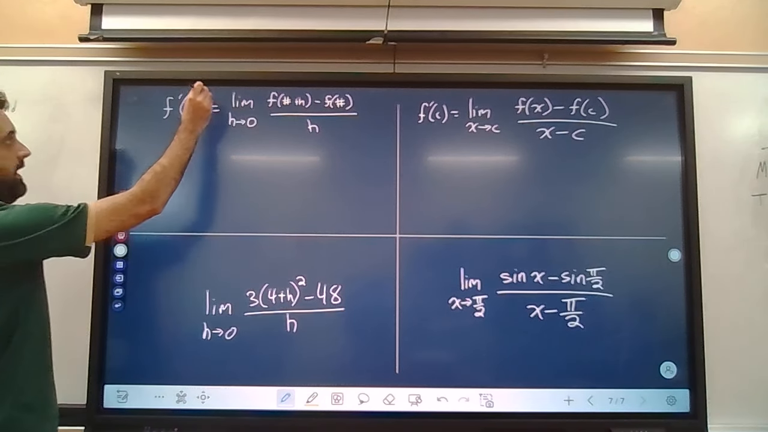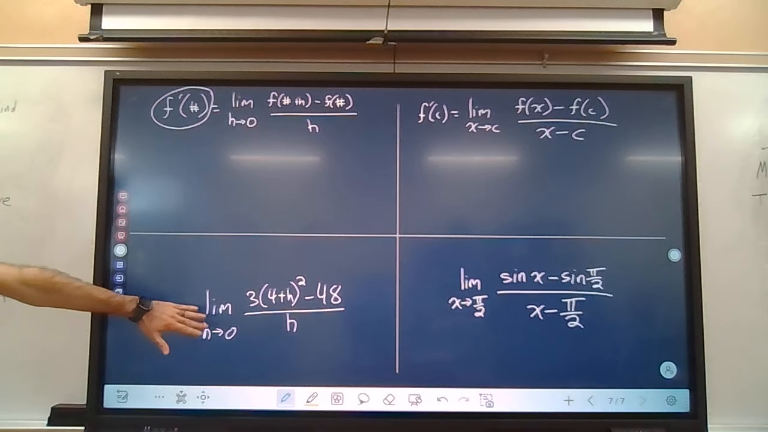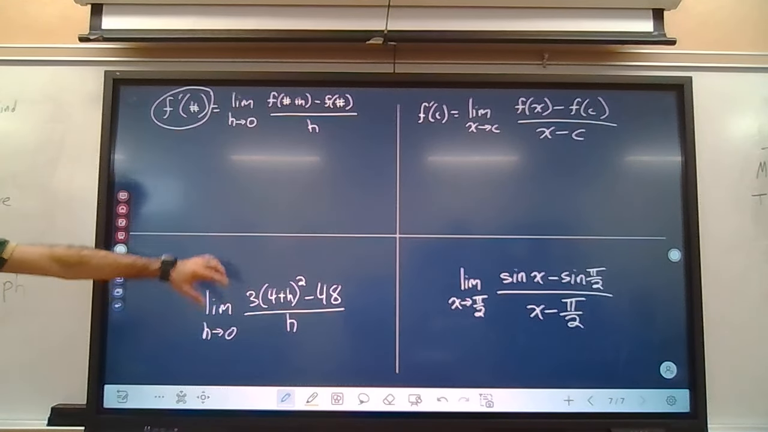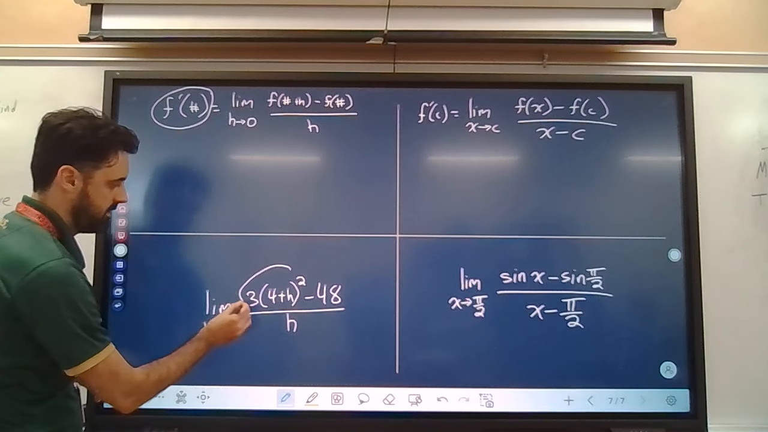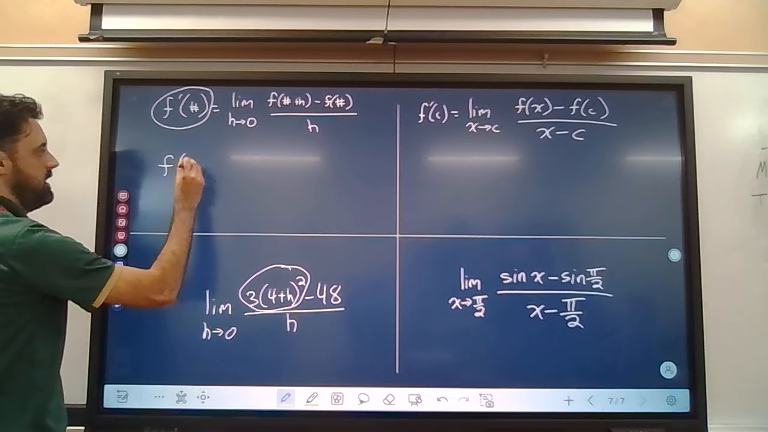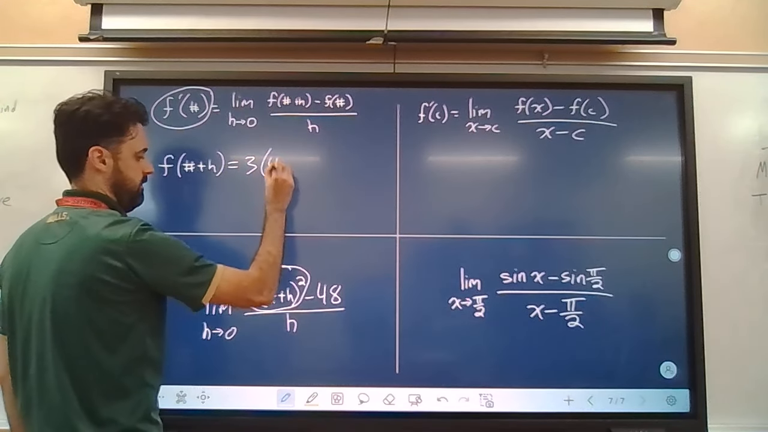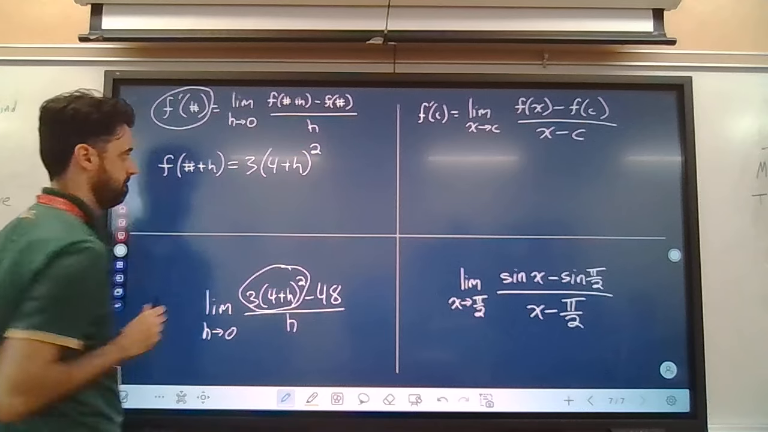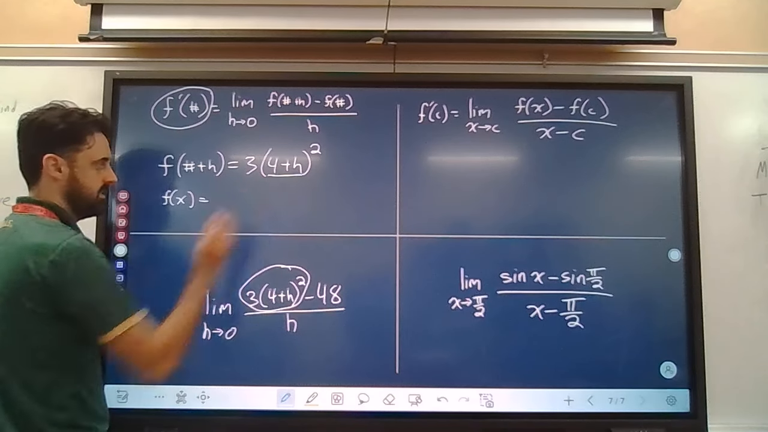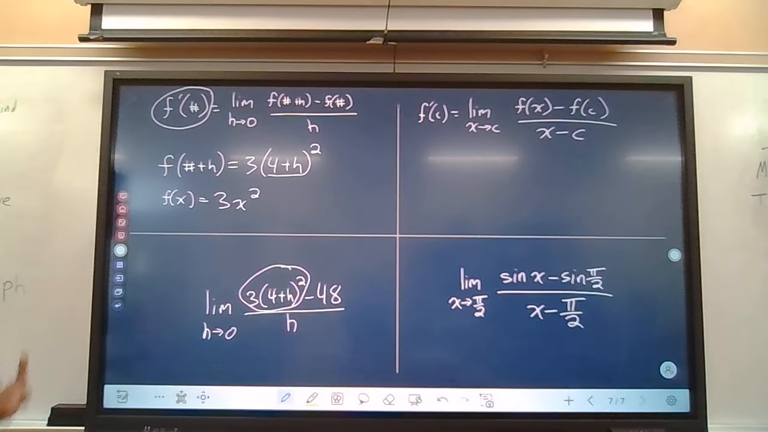And it's asking us to find this, f prime of the number that's right there. All right, so for example, looking at this one here at the bottom, we've got the limit as h approaches 0 of all of this here, okay? But this first part is f of x plus h, or f of a number plus h. All right, so f of a number plus h is the part that I just circled, so 3 times 4 plus h squared. Now, we want to figure out f of x, so all we have to do is replace the inside with x. That's 3x squared. So that's our function. It's not our answer, but that is our function.